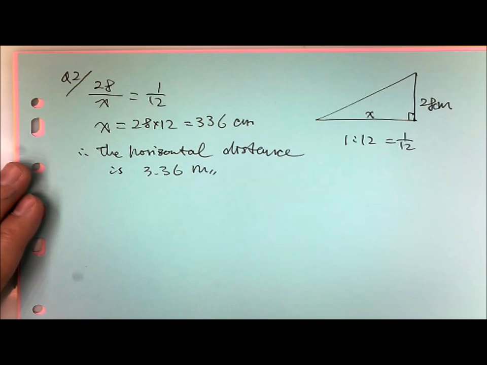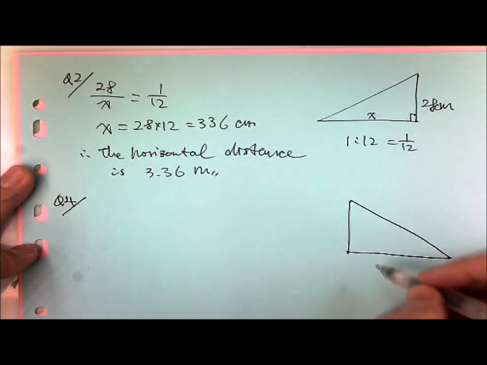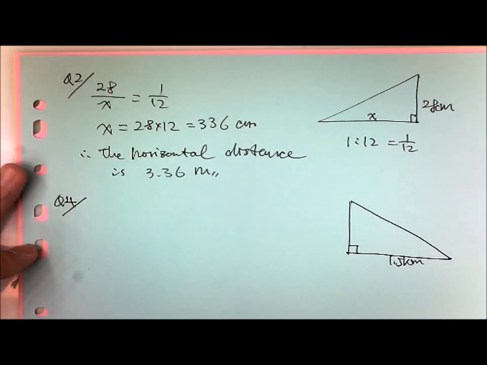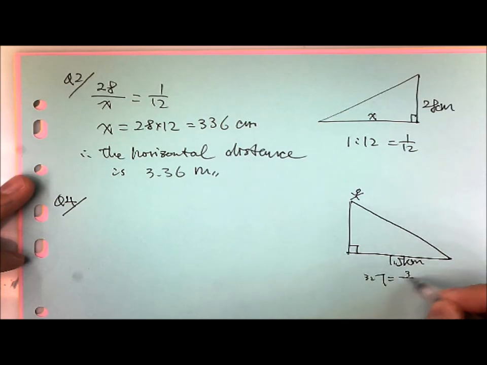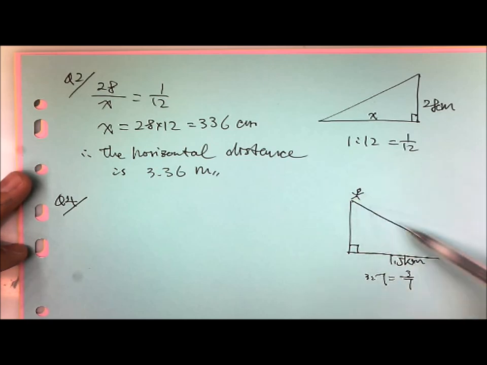Then go to question 4. The figure will be like this, and here is 1.5 km. So Tony is here. It's very hard to draw, just like this. Tony is skiing down a straight path of gradient 3 to 7, meaning 3 over 7. It is given that the horizontal distance travelled by Tony is 1.5 km. Find the distance skied by Tony, meaning this. Understand?